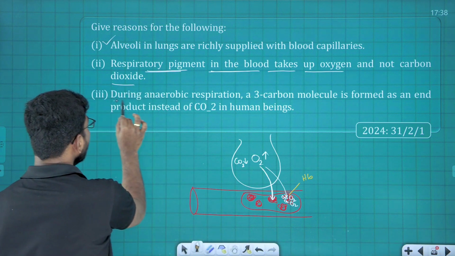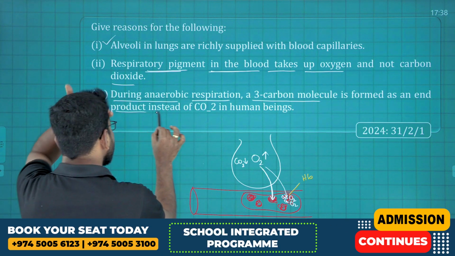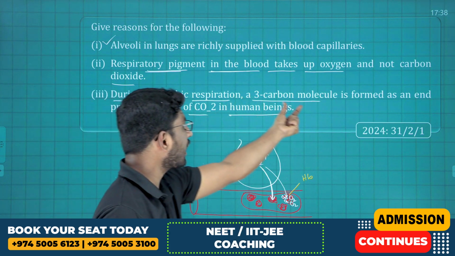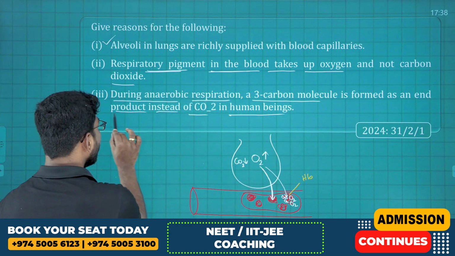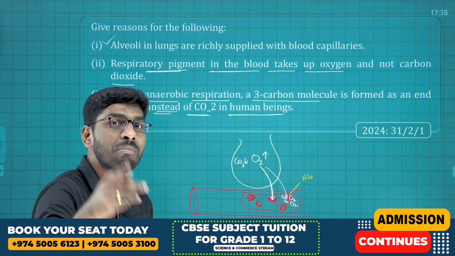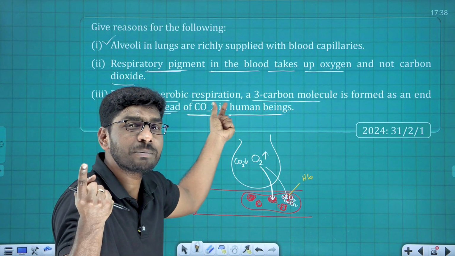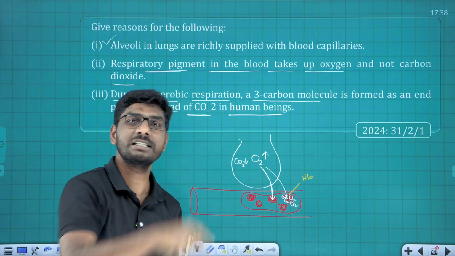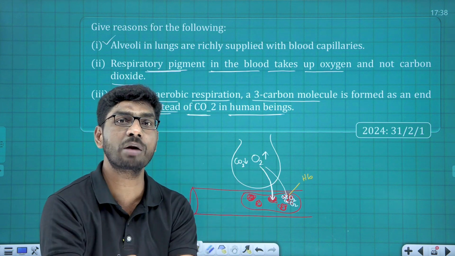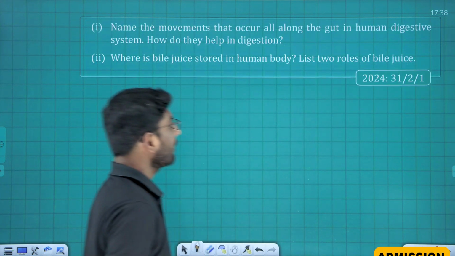Now, during anaerobic respiration, a 3 carbon molecule is formed as the end product instead of carbon dioxide in human beings, they are asking. Right? You know, this 3 carbon molecule is called what? Tell me, lactic acid. Anaerobic respiration takes place where? In muscles. So what is the 3 carbon compound? Lactic acid. Pyruvic acid is converted into a 3 carbon molecule called lactic acid. 3-mark question. This is very easy. Come to the next question.